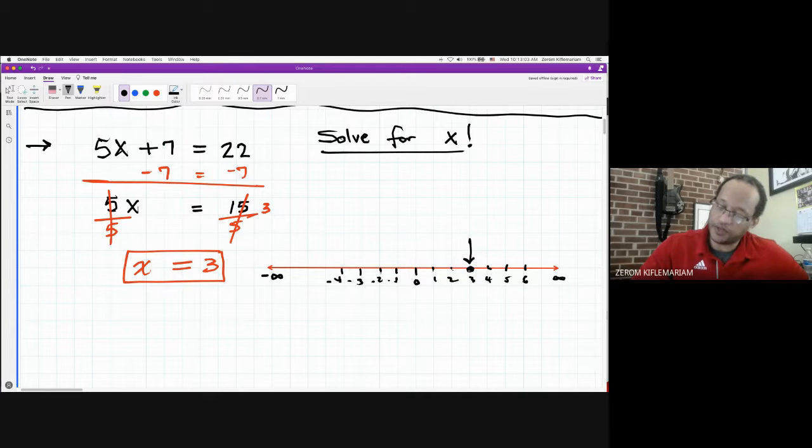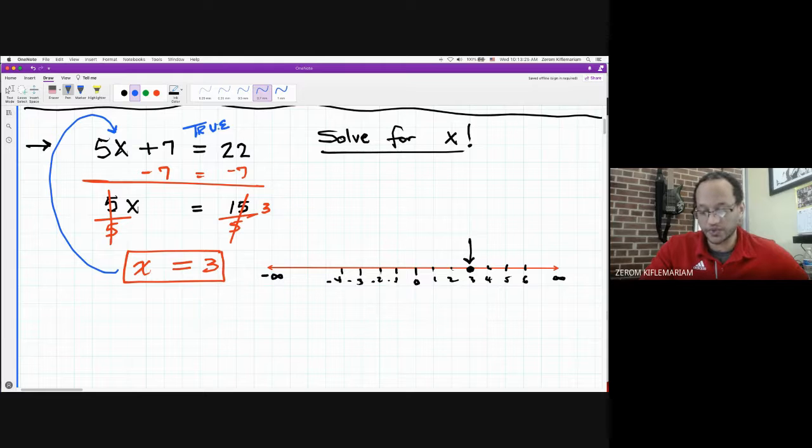So we have only one answer, which means if I plug in the number 3 in here, the left side should be equal to the right side, which is the statement 5x plus 7 is equal to 22. If x is 3, 5 times 3 becomes 15. 15 plus 7 is 22. That is true. But if I pick any number on this side, it would not be true.